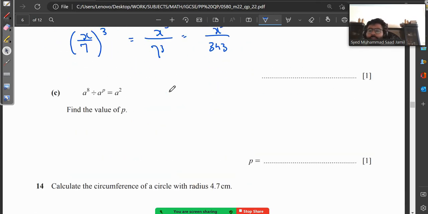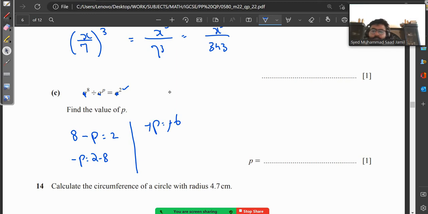This means x cube upon 343. Moving on to part C. Since the bases are the same, just remove the bases. Divide means minus, 8 minus p is equal to 2. So minus p is equal to 2 minus 8, minus p is equal to minus 6, minus minus cancelled out, p is equal to 6.